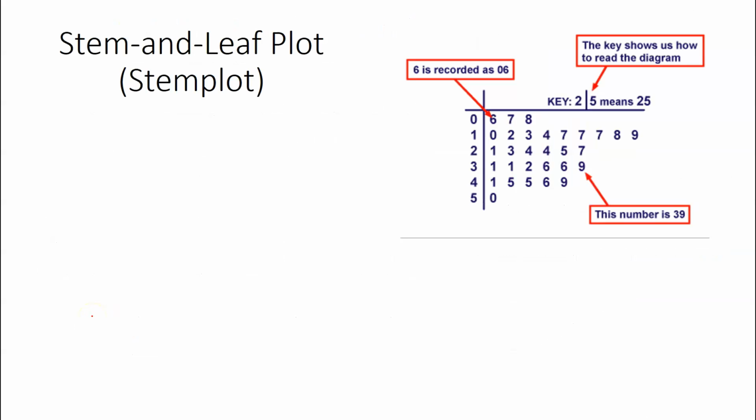Stem and leaf, you probably saw these back in like an Algebra 1 class. They're really weird to look at, and they're very confusing if you don't know how to use them. The important part is what's called the key.